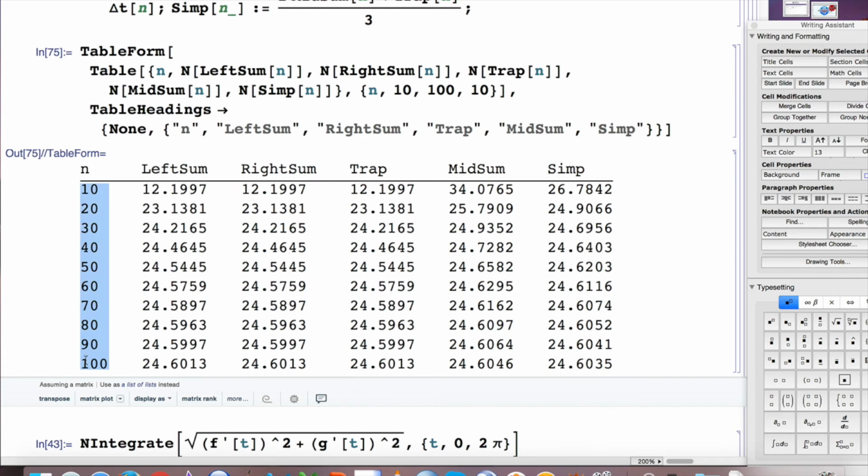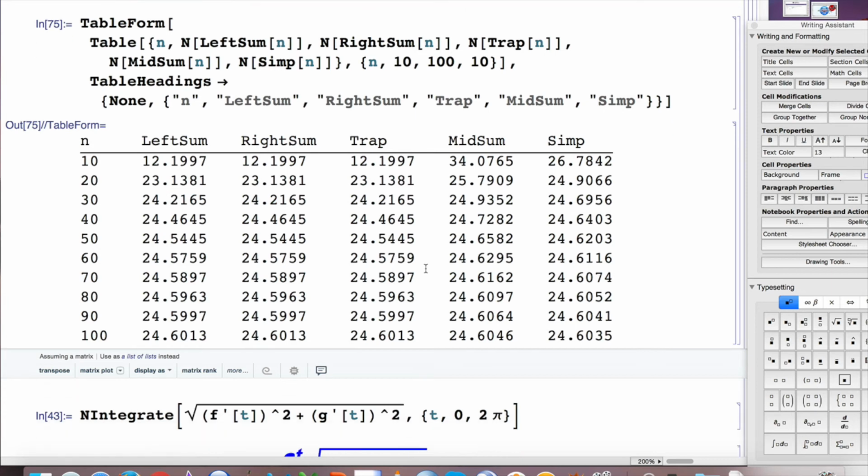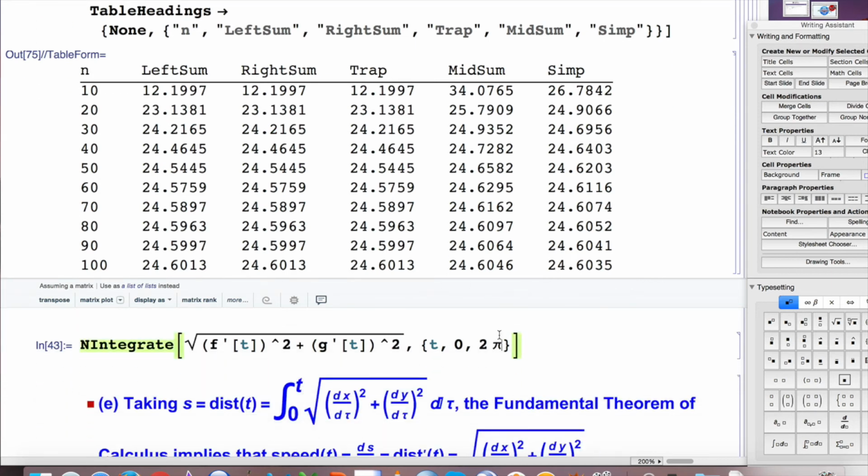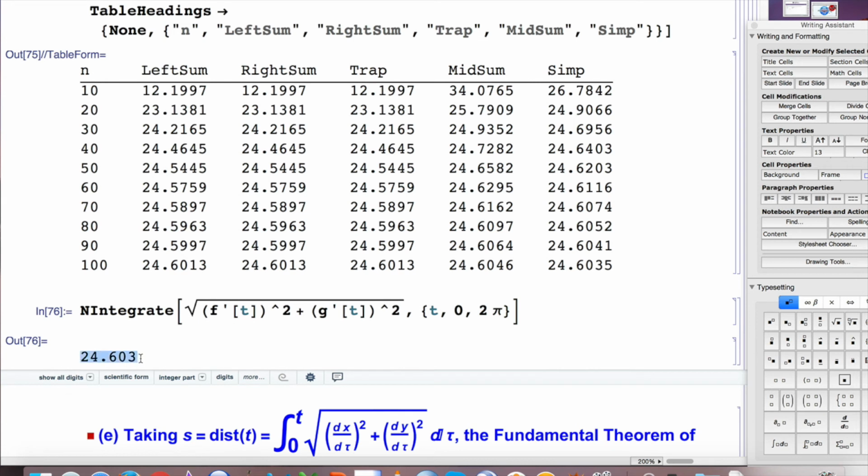I'm letting n go from 10 to 100 here, and we see the left-hand sums, right-hand sums, trapezoid sums, midpoint sums, and Simpson's rule. And you can see Simpson's rule definitely does the best, although they're all not doing too bad here. Again, the closest answer is 24.603. Simpson's rule is definitely getting there most quickly, but they're all not doing too bad even when n is 30 or so. So that's just interesting to see. And again, we compare it with what NIntegrate produces, 24.603.